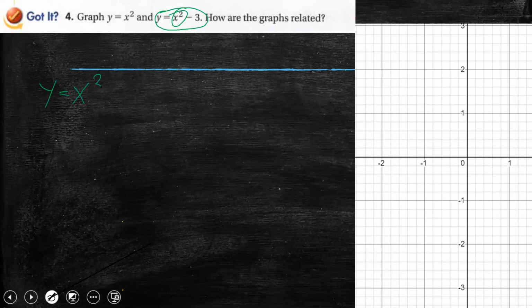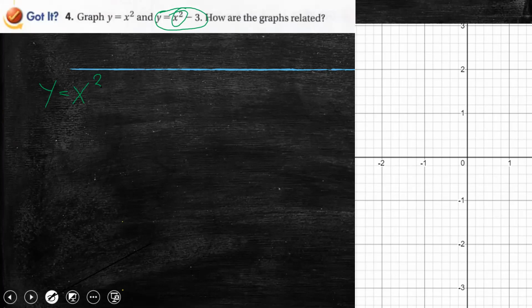Look here. Graph, look at the function here. It says y equal x squared minus 3. From this one, we can know that x squared is my parent function, the function that I have to start with. And minus 3 is the number of shifts that I have to make upward or downward.